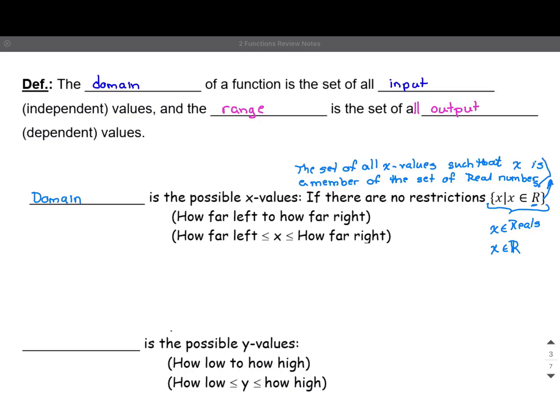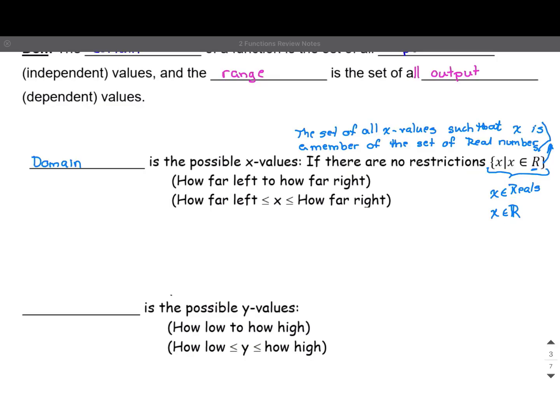That just means the set of all reals. So when we're talking about X values, the X's are on that horizontal axis. They move from left to right. So it's really asking how far left the graph goes to how far right. So if you have left and right bounds, it's how far left, less than or equal to X, less than or equal to how far right. Now you may drop the "or equal to" if there's an asymptote or an open circle, okay? You might not have a left bound, so you would just leave that part off, but those are the things that you look for.